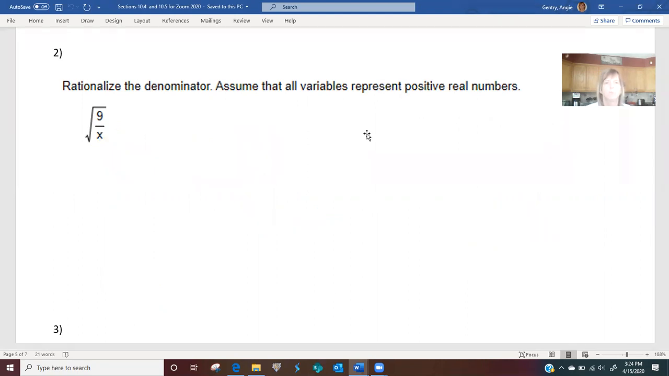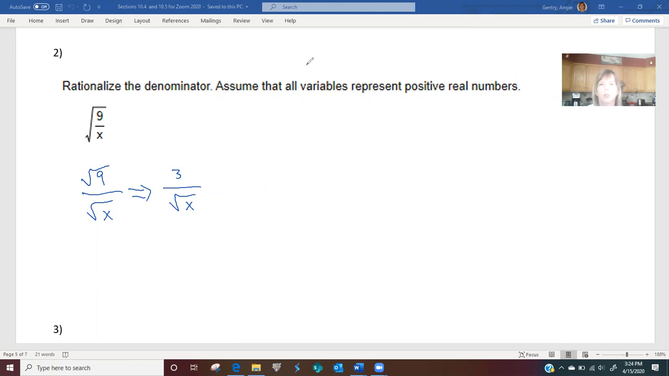Rationalize the denominator. So before you put a final answer in, you have to check and make sure it doesn't have a radical in the bottom. This technically has a radical in the bottom because this is technically a square root of 9 over a square root of x, which is then really, if I wanted to go ahead and simplify the numerator, it'd be a 3 over a square root of x. But I know that that would not be simplified because it has a radical in the bottom.